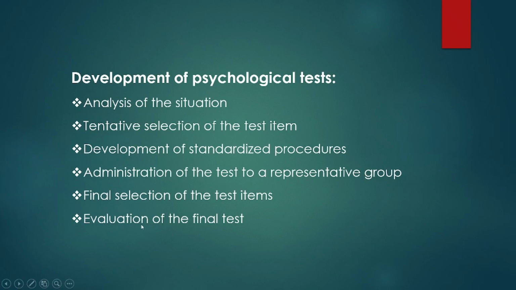Then evaluation of the final test. How does this evaluation take place? They will keep some specific criteria. By doing the evaluation, we can measure the thing and produce the final result. Here the effectiveness of the final test will be evaluated in terms of specific criteria. Beforehand, we need to prepare some criteria, and according to that, we will follow the test. That is the evaluation of the final test.